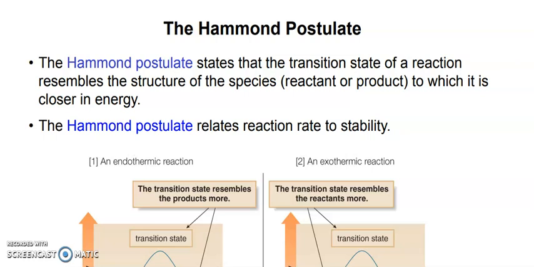Today in this video, I am going to talk about the Hammond postulate. So what is the Hammond postulate? You know my friends, the Hammond postulate states that the transition state of a reaction resembles the structure of the species, reactant or product, to which it is closer in energy. The Hammond postulate relates reaction rate to stability.